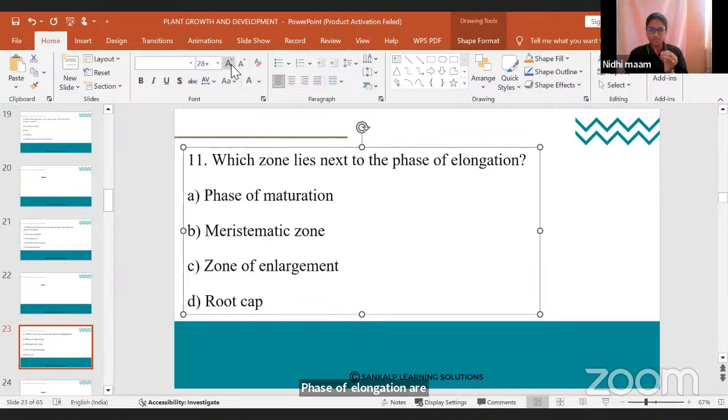Which phase comes after the phase of elongation? A, phase of maturation. B, meristematic zone. C, zone of enlargement. D, root cap. Sangamesh Nellur answered through YouTube. Bhima Bai Ambedkar, Aishwarya KM are active on YouTube. The first quick response is given by Bhuvan, Navyashri, Jyoti, Impana, Bhavana.